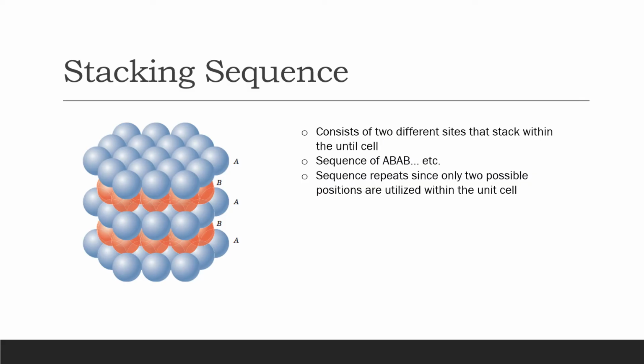A hexagonal unit cell consists of two different sites that occur in an AB-AB sequence. This sequence repeats since only two positions are possible. This is what differentiates a hexagonal closed pack structure from a face-centered cubic structure, or FCC. A face-centered cubic structure has three possible positions for a closed packed layer, A, B, and C, rather than the repeating pattern shown by the three-dimensional illustration on the left.